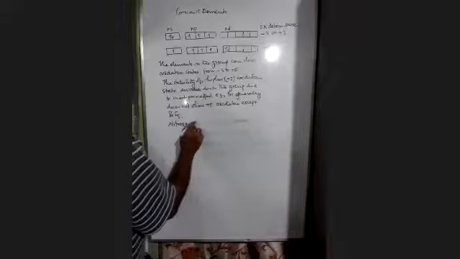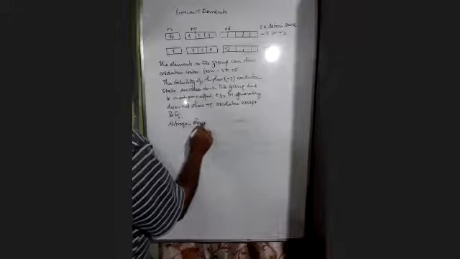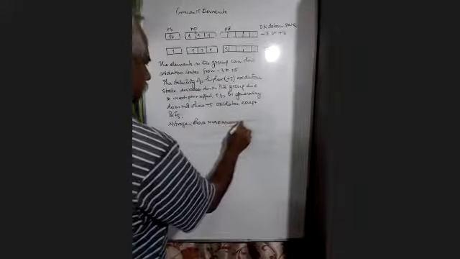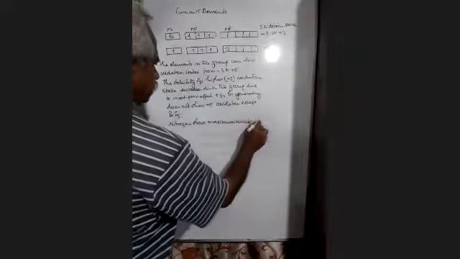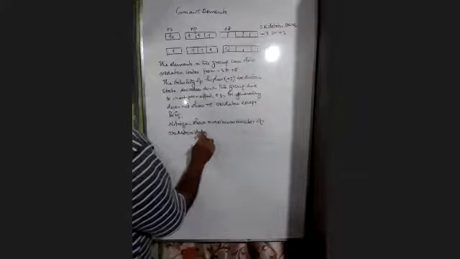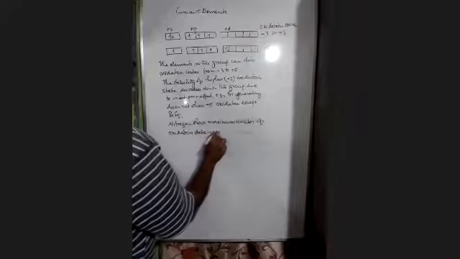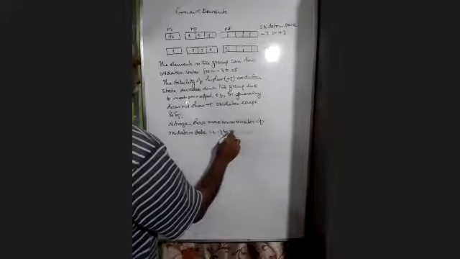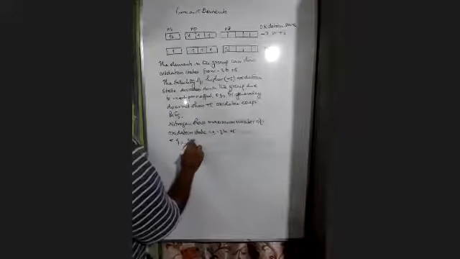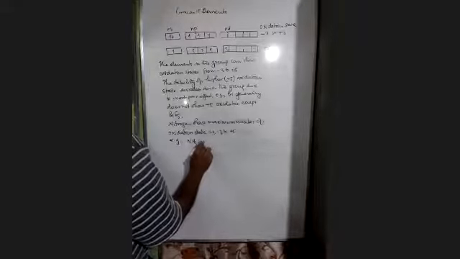Nitrogen shows the maximum number of oxidation states. That is -3 to +5. Example, see here, NH3. I think you still remember how to find our oxidation state.